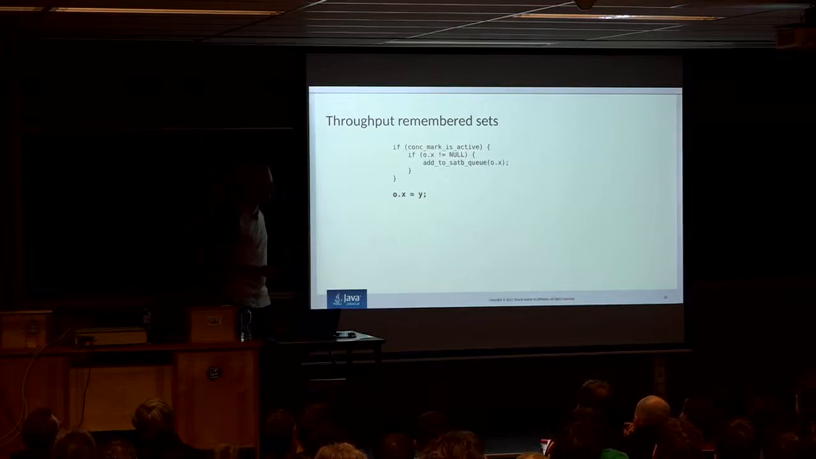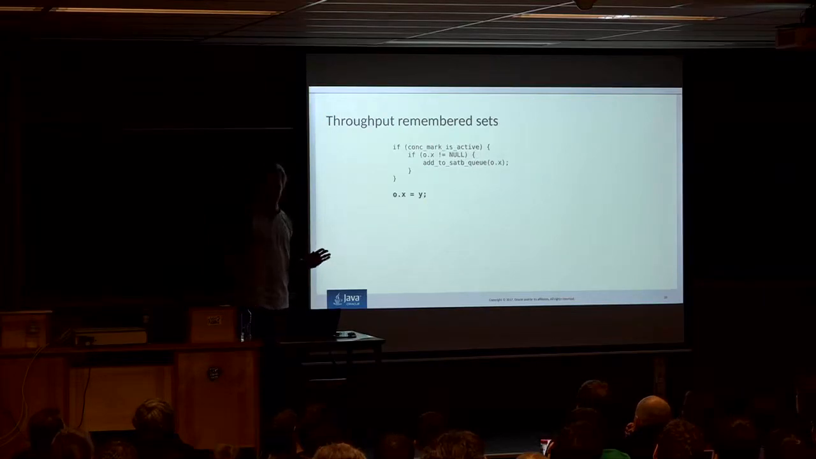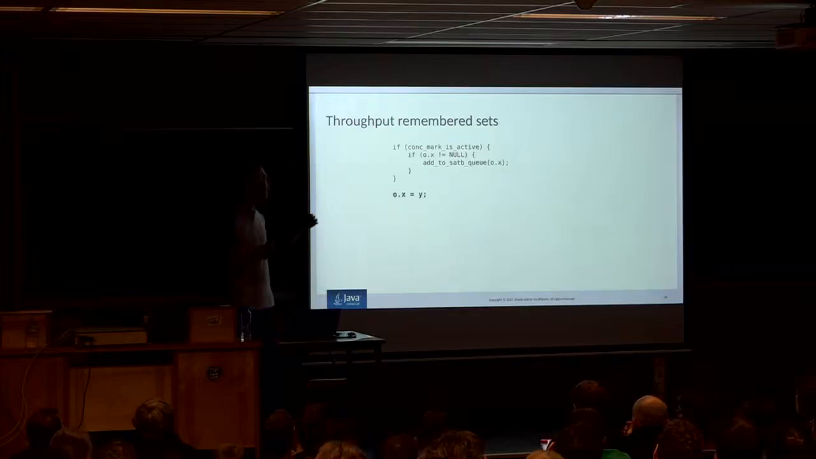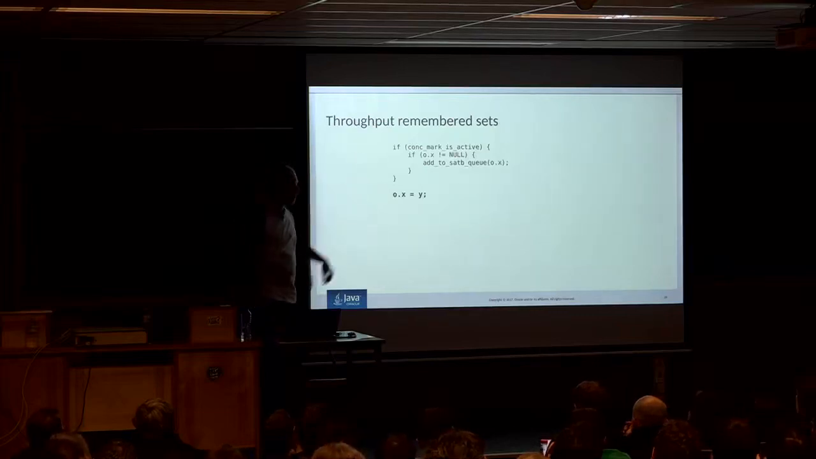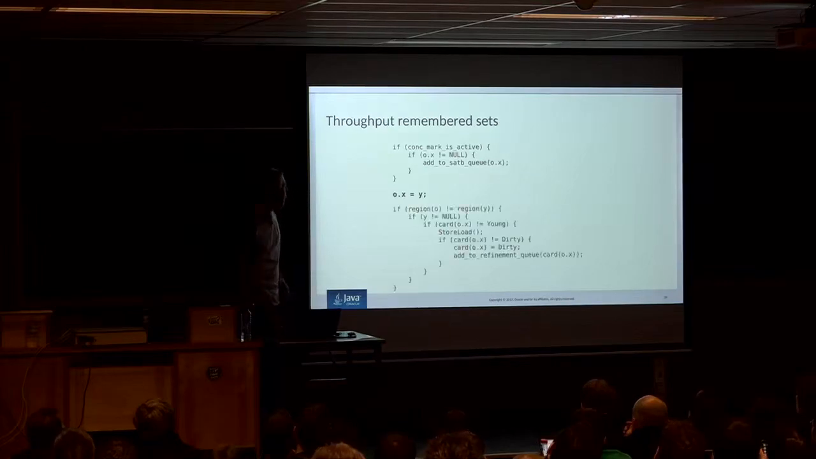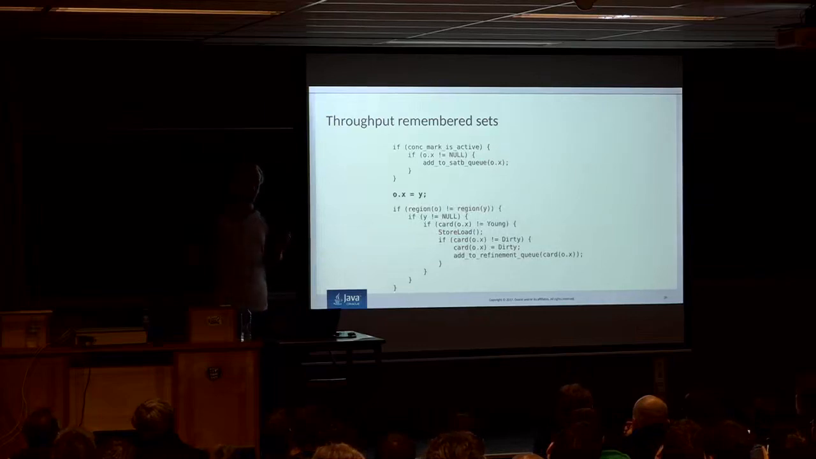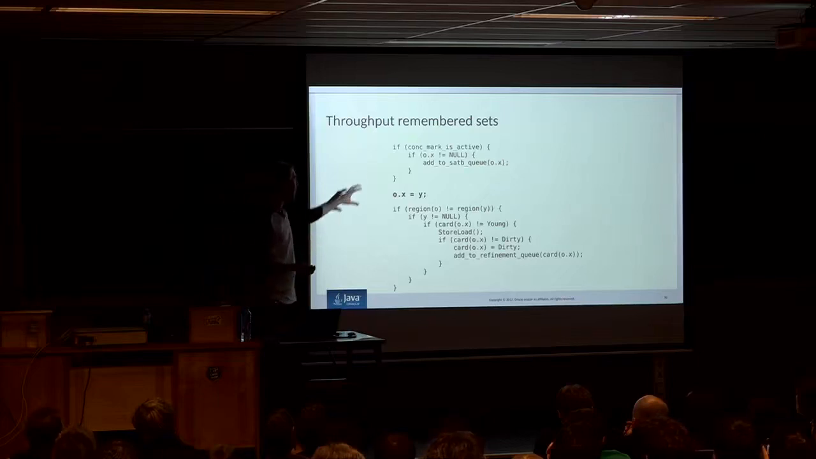So for G1, and this is different per collector, usually all the different collectors have their own mechanism for whatever they want to do when a field gets written to in an object. But for G1, there is something called the PostWrite Barrier that has to do with marking, and then there's the PostWrite Barrier that has to do with keeping the remember sets in place. We will not focus on that today. That's another interesting talk and discussion, but we will look a bit at the PostWrite Barrier.